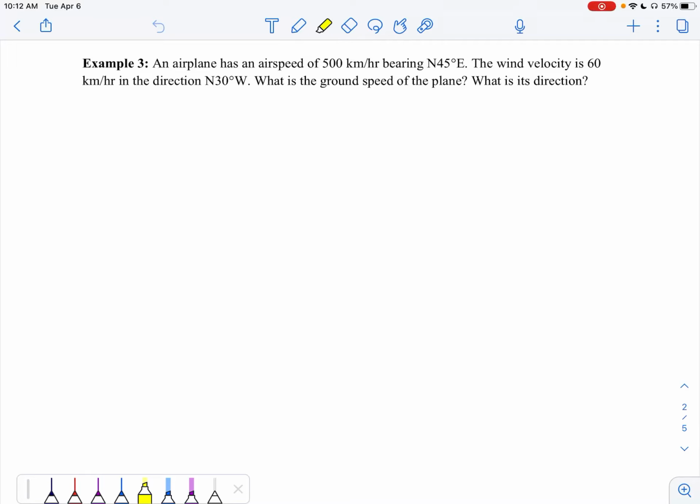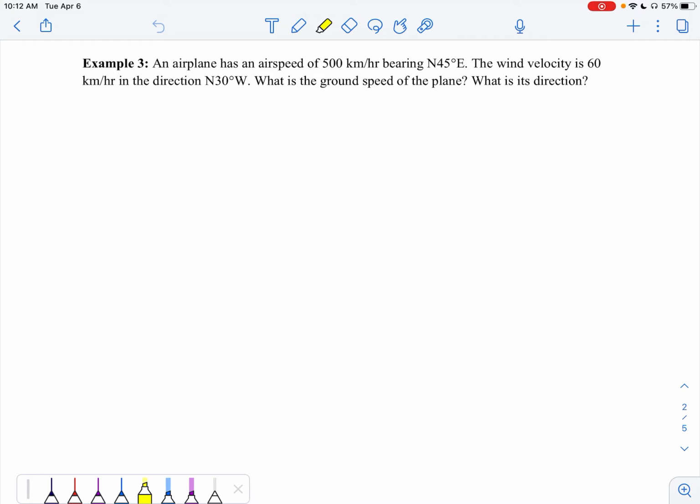The next example we're going to look at is dealing with an airplane. So let's go ahead and read through this and then we'll sketch it out and see what we can do to solve it. It says an airplane has an airspeed of 500 kilometers per hour, bearing north 35 degrees east. The wind velocity is 60 kilometers per hour in the direction of north 30 degrees west, and we want to know what is the ground speed of the plane and what is its direction.